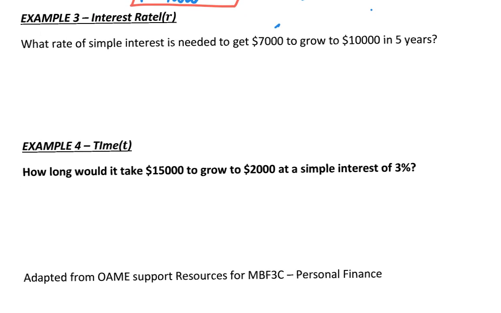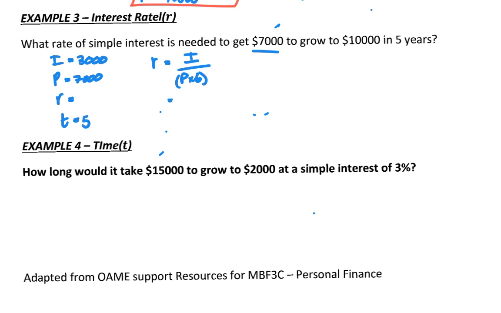Now we're going to try and calculate the rate of simple interest. So I'm going to set up the equation, and then we'll do the problem. This problem says, what rate of simple interest is needed to get $7,000 to grow to 10,000? If it grows to 10,000, there was a difference of 3,000, so that is our interest. Our principal, the amount that we start with, is 7,000. Our rate, we don't know, but our time is 5 years.